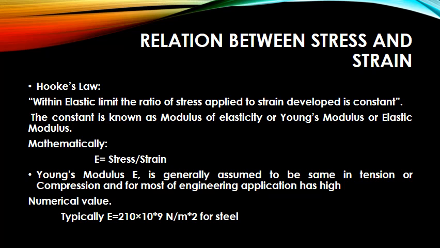The numerical value, typically, is E equal to 210 into 10 raised to 9 Newton per meter square for steel, and steel has elastic and elongation properties, so here the numerical value is considered as 210 into 10 raised to 9 Newton per meter square for steel. That is the concept that relates the stress and strain.